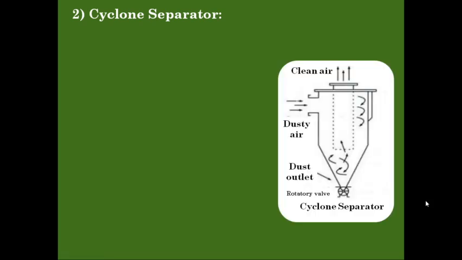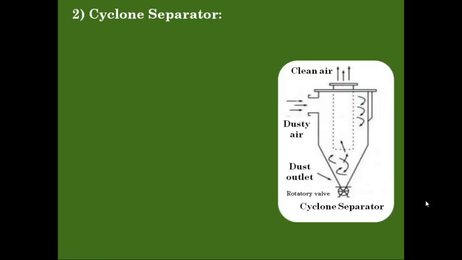The next equipment that is used for separation of solid particles from industrial gas is called a cyclone separator. These cyclone separators are more advanced compared to the gravity settling chambers. Let us see first of all the structure of a cyclone separator.